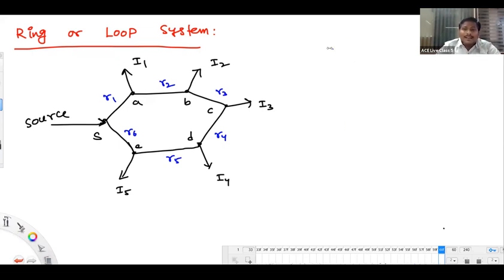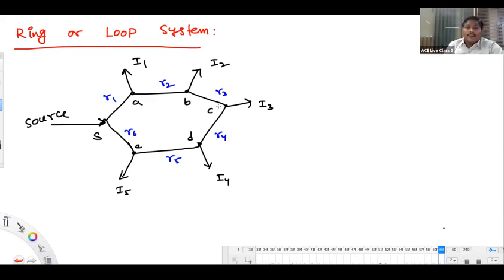A short circuit will not occur, no. A short circuit occurs if you connect the forward and return conductors directly. But this is a forward conductor loop only, and we have a return conductor loop also. Between those two loops, we have the loads connected.